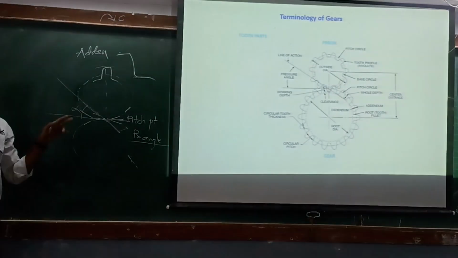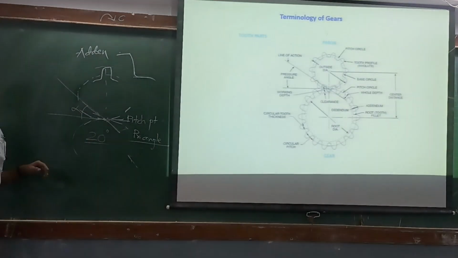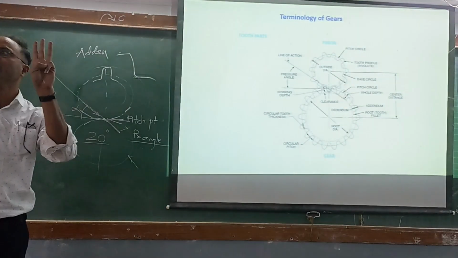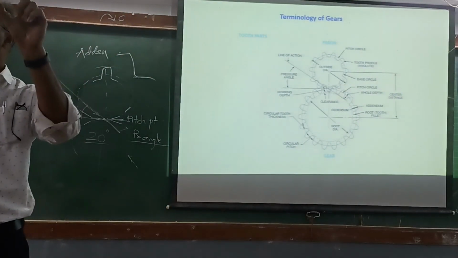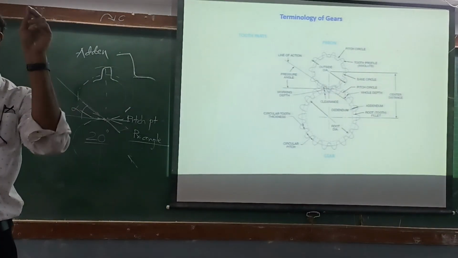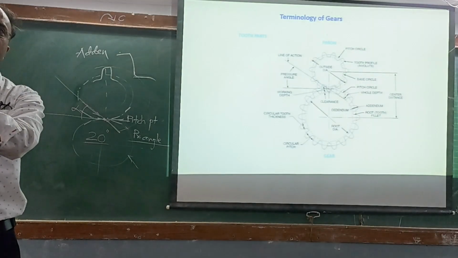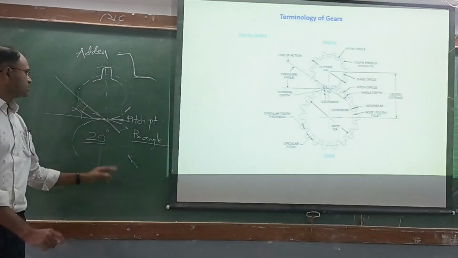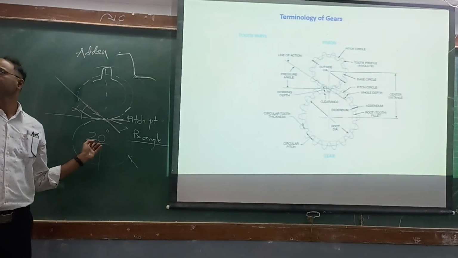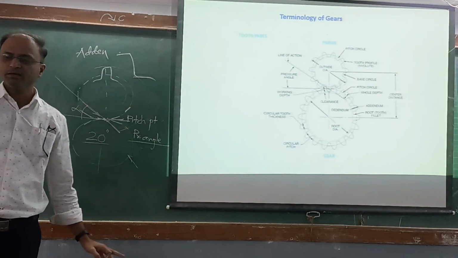And in involute type of gears that angle is generally 20 degree. There are three systems. One is 14.5 degree, 20 degree and 22.5 degree. कितने systems हैं? 3. 14.5, 20, 22.5. Okay, but mostly used system is 20 degree full depth involute. That system is called as 20 degree full depth involute.